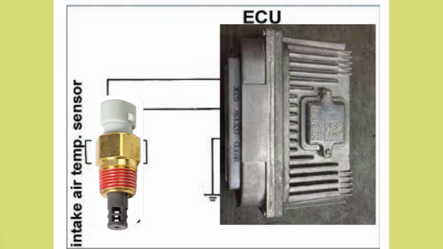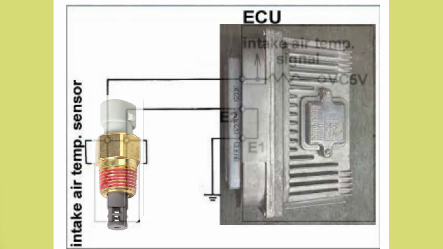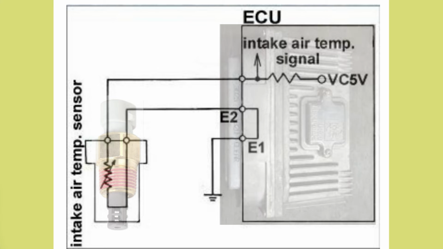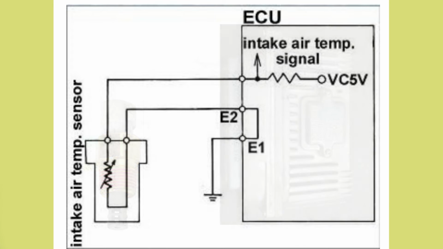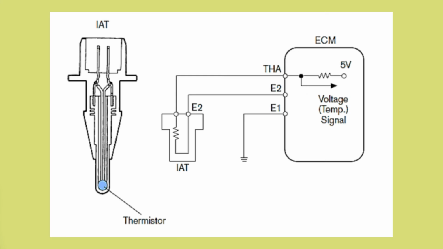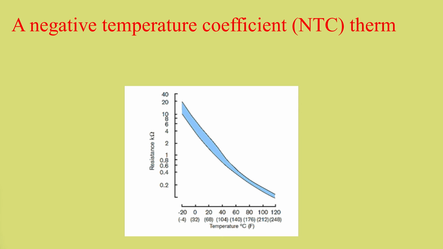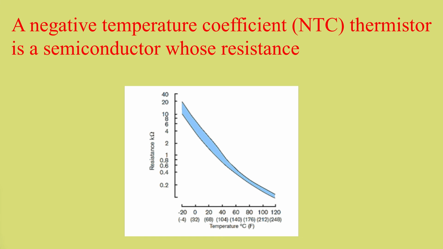The intake air temperature sensor is a low-authority sensor and is used by the computer to modify the amount of fuel and ignition timing as determined by the engine coolant temperature sensor. The electronic control unit uses the intake air temperature sensor as a backup if the engine coolant temperature sensor is determined to be inoperative. The intake air temperature sensor is a negative temperature coefficient thermistor that decreases in resistance as the temperature of the sensor increases.